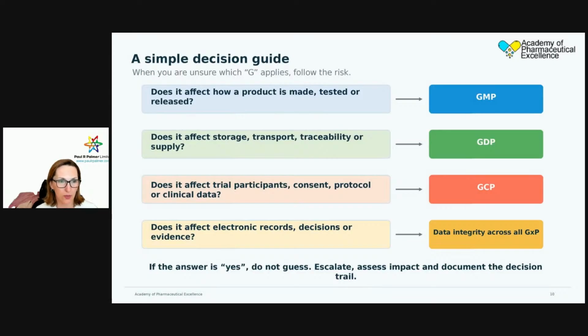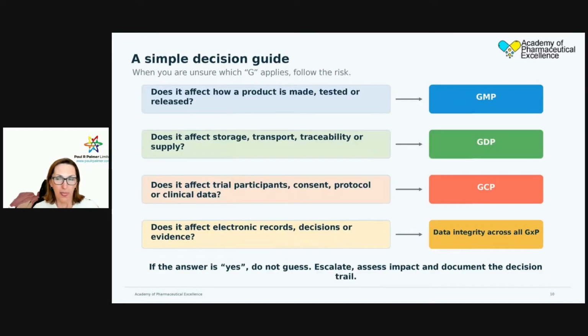That could include temperature controls, warehouse conditions, route delays. And then you have the question, does this affect trial participants, consent or protocol compliance, or my clinical data? And if the answer to any of those questions is yes, GCP is involved. And this could include your consents, your safety reporting, your source data, your monitoring, and your trial master file completeness.